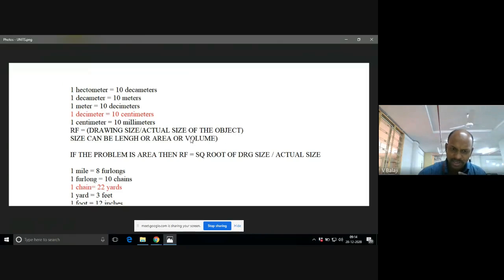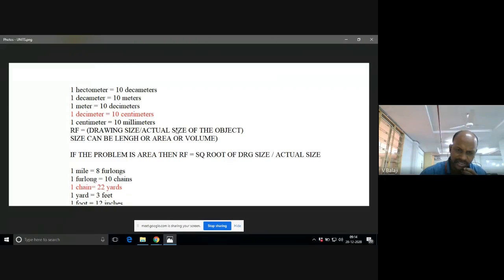Okay, for example, if the problem is in terms of volume, for example, there is a big water tank having 1 lakh liters of water inside it. Such a huge volume, we need to represent on the drawing sheet. Again, at the time, for RF, you can take the cubic root of the drawing size by actual size.